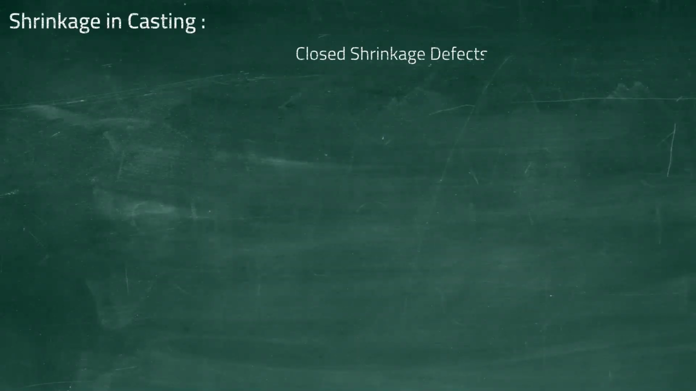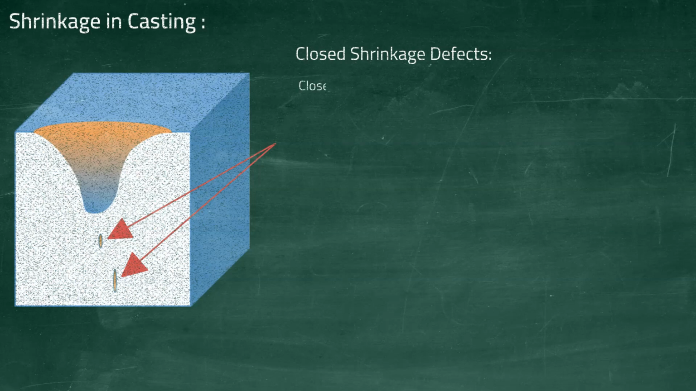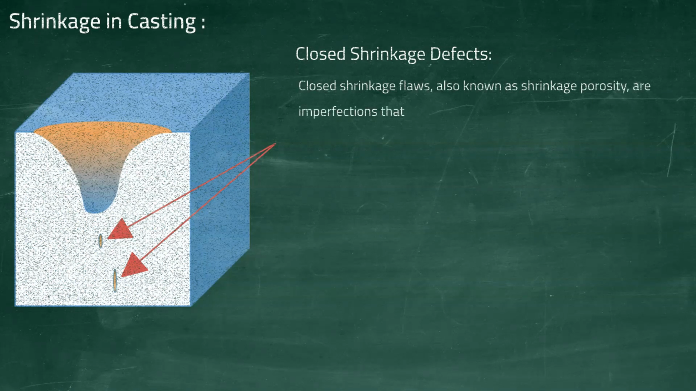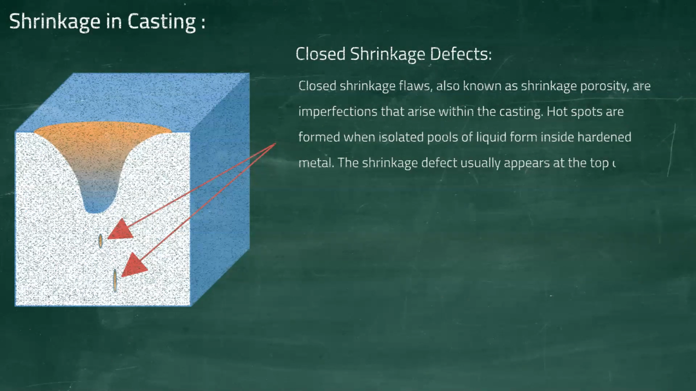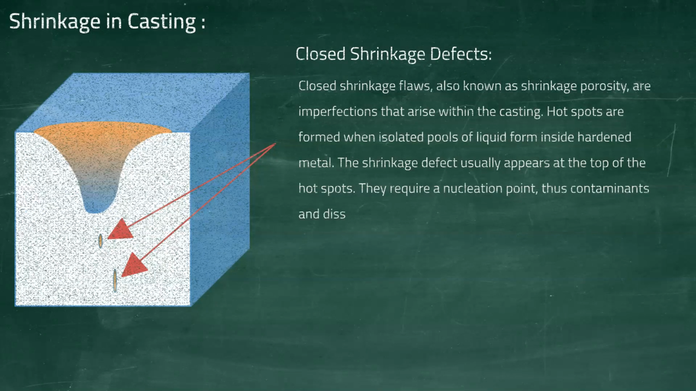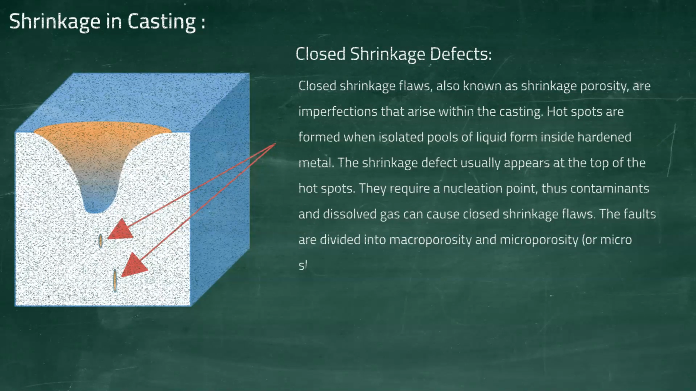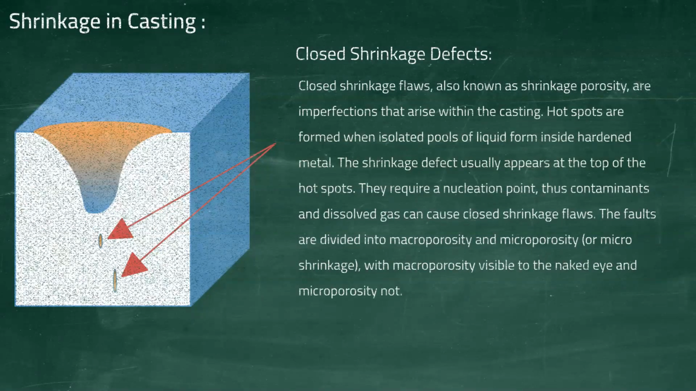Closed shrinkage defects. Closed shrinkage flaws, also known as shrinkage porosity, are imperfections that arise within the casting. Hot spots are formed when isolated pools of liquid form inside hardened metal. The shrinkage defect usually appears at the top of the hot spots. They require a nucleation point, thus contaminants and dissolved gas can cause closed shrinkage flaws. The faults are divided into macroporosity and microporosity, or micro-shrinkage, with macroporosity visible to the naked eye and microporosity not.